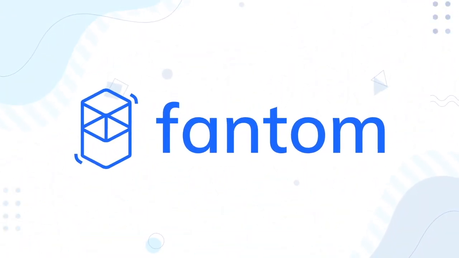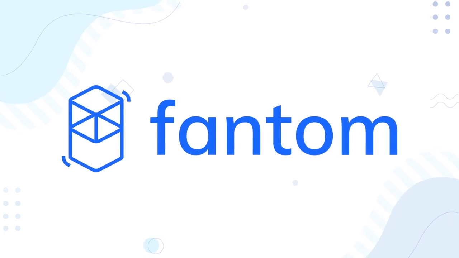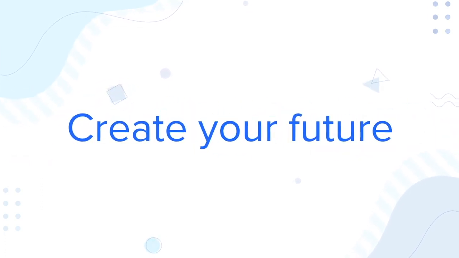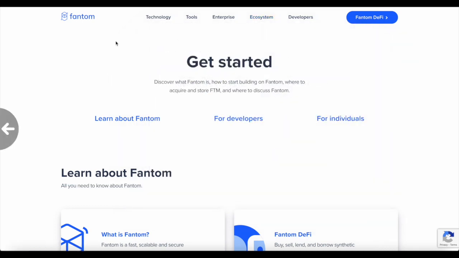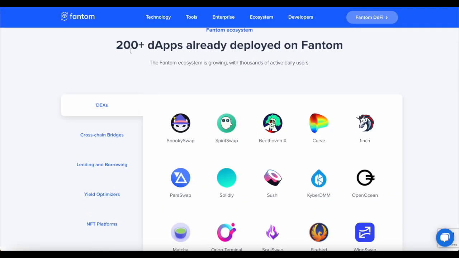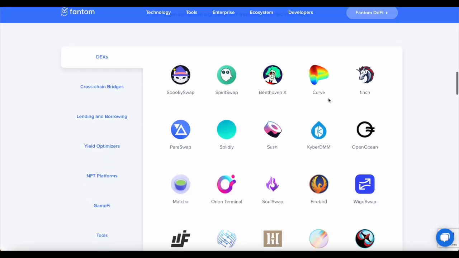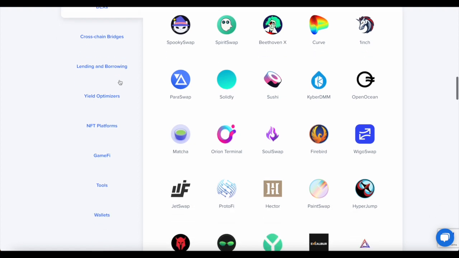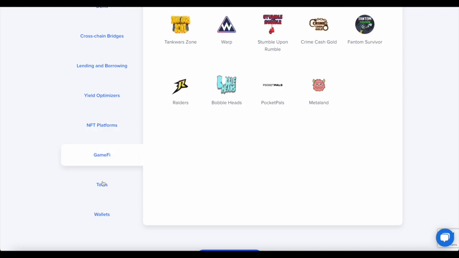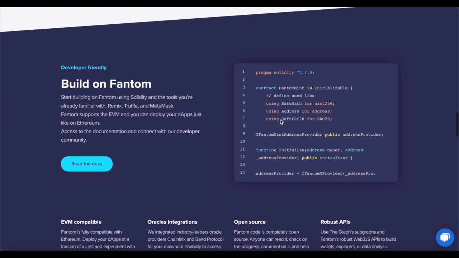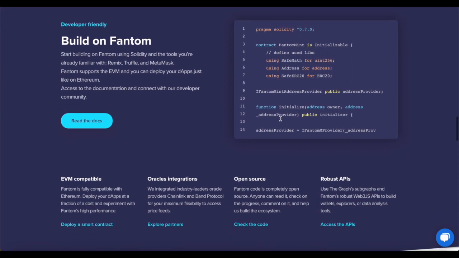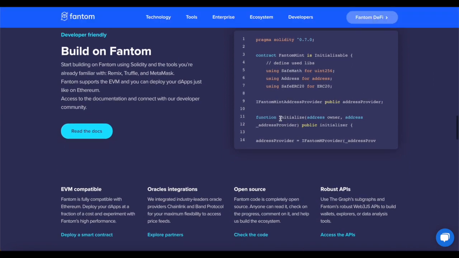The Fantom ecosystem is always looking to expand. They want to develop more dApps and more applications. Fantom wants to have a thriving ecosystem quite similar to Avalanche, quite similar to Solana, Cardano, Cosmos, and the list goes on. Now in the case of Fantom, they have over 200 plus dApps that are already deployed on Fantom. These are DEXs, cross-chain bridges, lending and borrowing, yield optimizers, NFT platforms, GameFi, tools, wallets. They've got a vast ecosystem and they continue to grow. This is why I favor Fantom and Avalanche in so many ways, because having dApps inherently makes them more valuable.